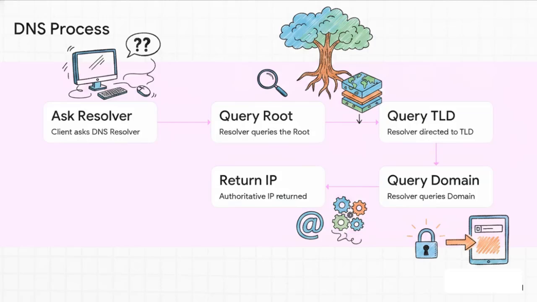So just to cement that whole process, it's 5 distinct steps. 1, your client asks the resolver. 2, the resolver queries the root. 3, it's directed to the top-level domain. 4, it queries the specific domain. And 5, the authoritative IP is returned. 5 steps every single time you hit enter.